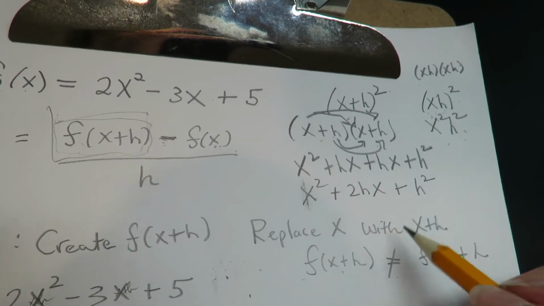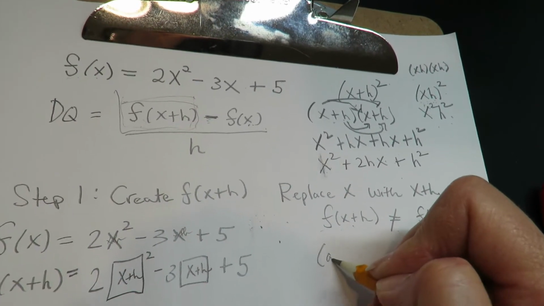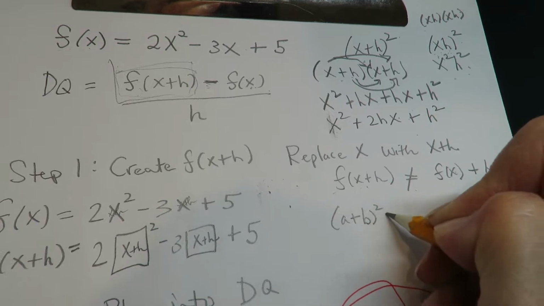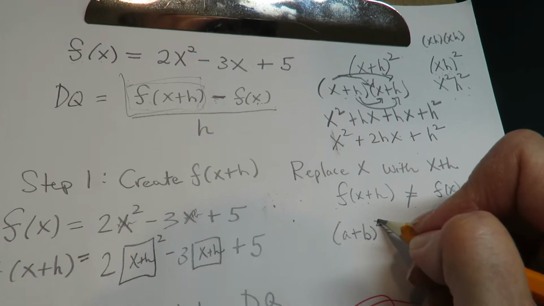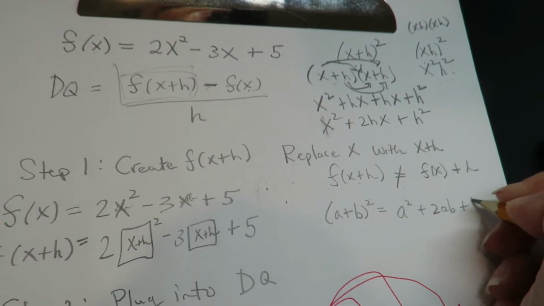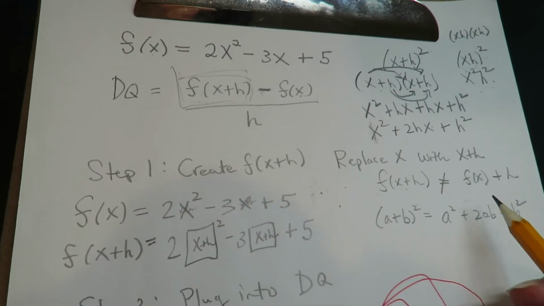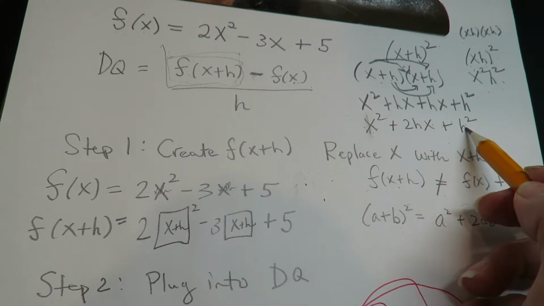Okay, so this FOILs like this. You may remember your formula from intermediate algebra: if you have the summation of a plus b, quantity squared, that's a squared plus 2ab plus b squared. You can also just use that formula to do x plus h quantity squared. Up to you, but I just want to make sure that you get this.